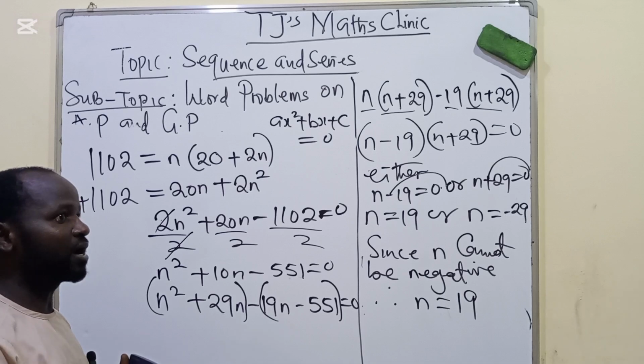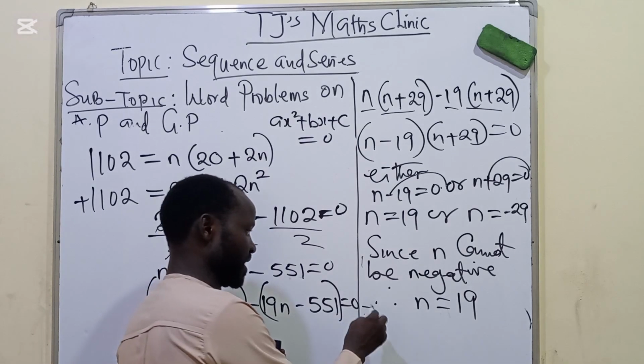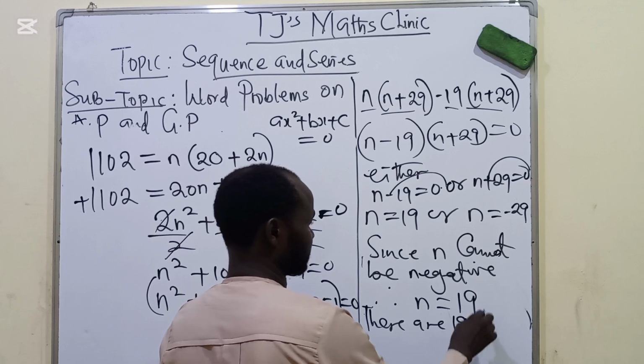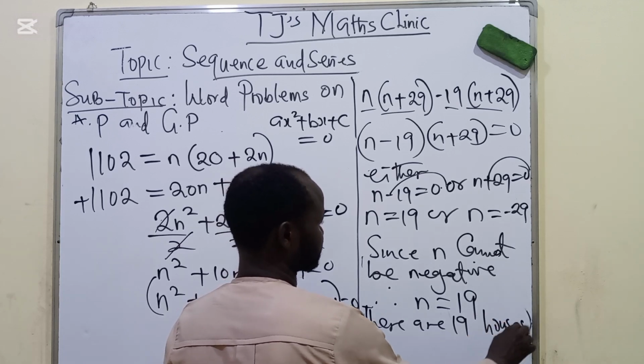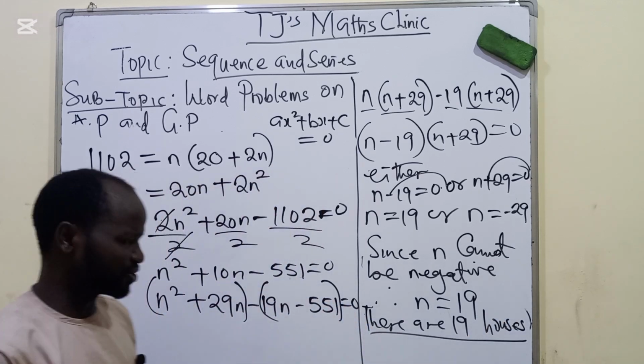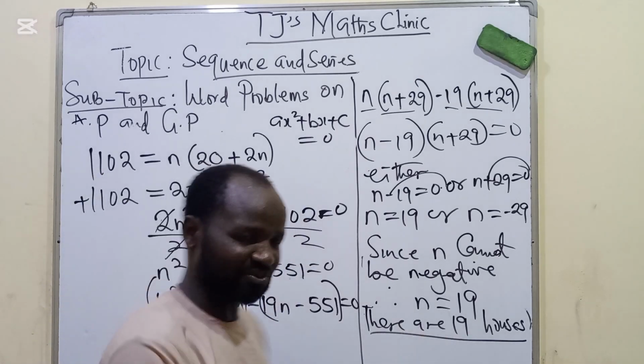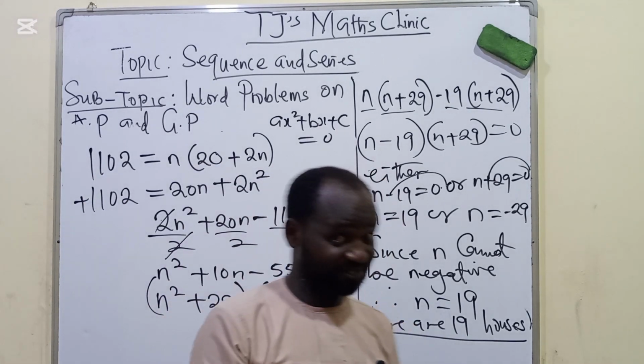It means how many houses are there? There are 19 houses in that street. 19 houses. So that will be the solution to this question. There are 19 houses in that particular street. You see the real application?